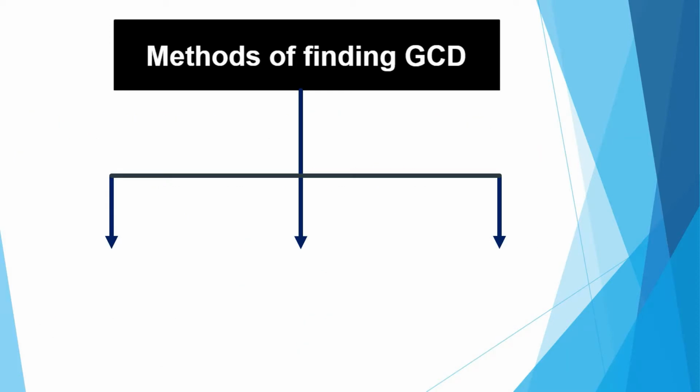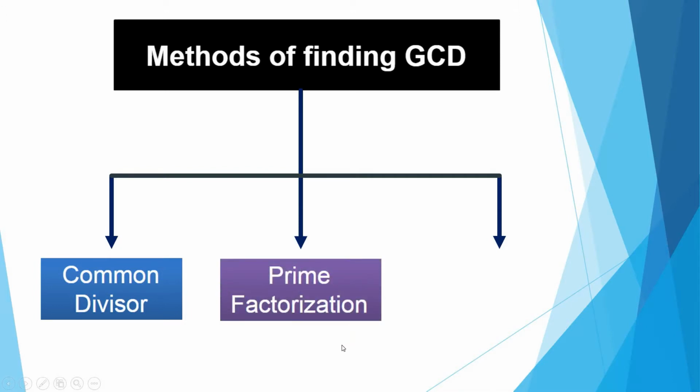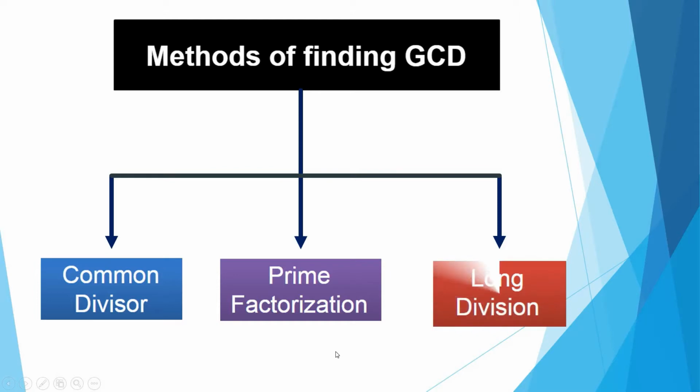There are three methods of finding the highest common factor of any given numbers. So let us see the three methods. They are the common divisor method, prime factorization method, and the successive long continued division method. Okay? So let us learn about each of these methods one by one.